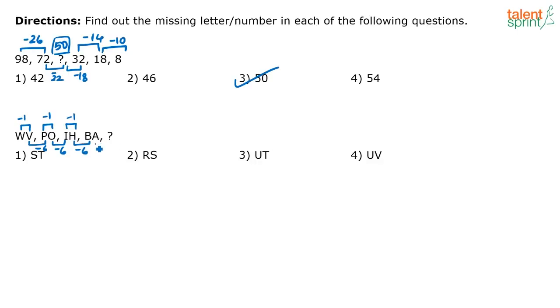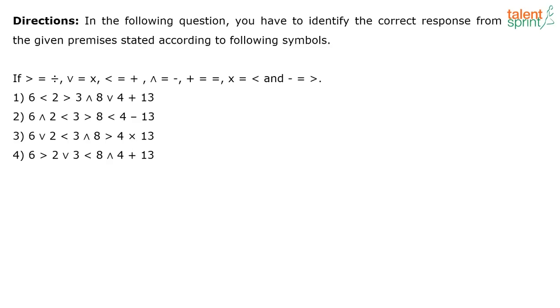So which is the letter that we are looking for next? It is going to be A minus 6. So what will come there? A minus 6 has to be U, correct? After U, V, W, X, Y, Z, and A. So here it has to be U. And so what will come here? Again, minus 1. U minus 1, that is T. So the correct answer here will be U, T. That is option 3. Next one.